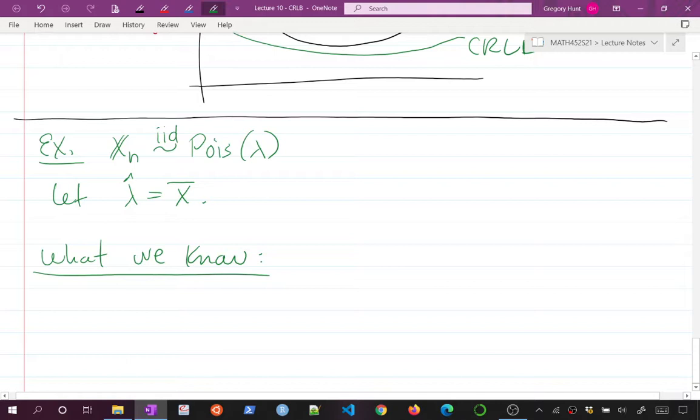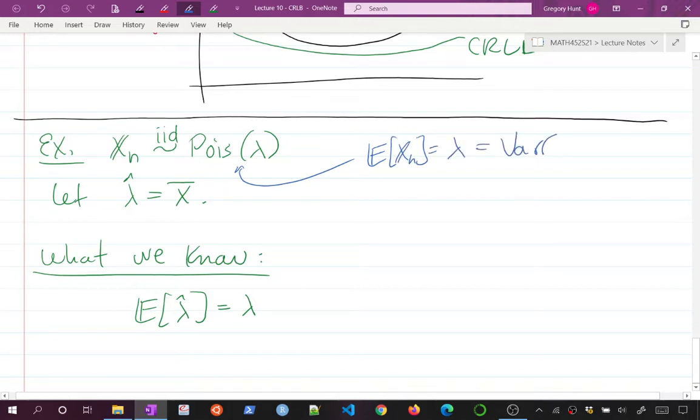We've shown this before, that lambda hat is unbiased for lambda, because it's x bar. The mean of these things is lambda, right? Just as a recap of Poisson, the expected value of any of my x_n's is lambda, but that's also the variance. The Poisson distribution is kind of the only discrete distribution where the mean and the variance are the same. I believe that's true. Maybe that's not true. But it certainly is true that the mean and the variance are the same for Poisson.